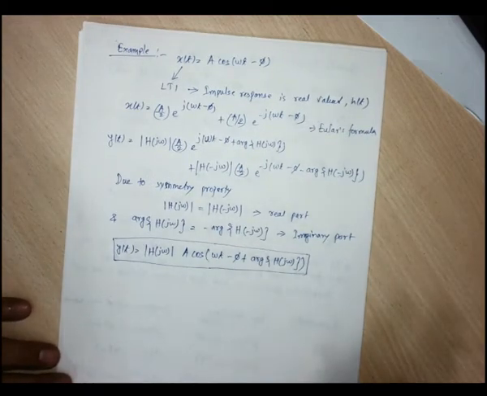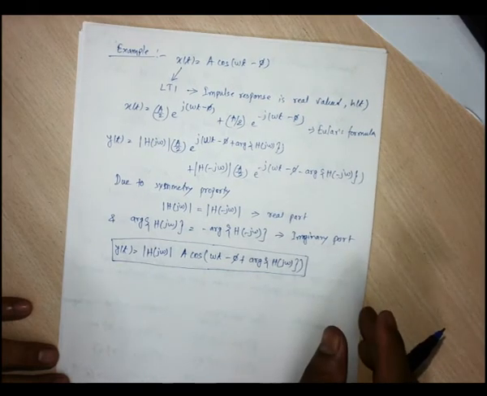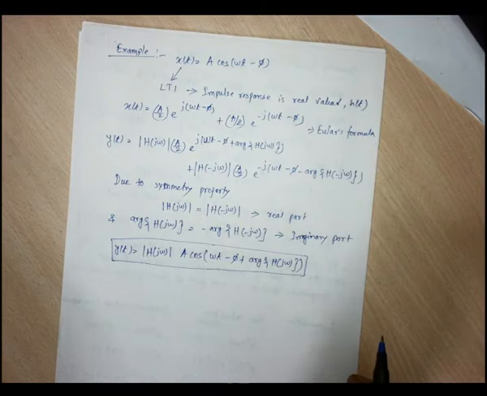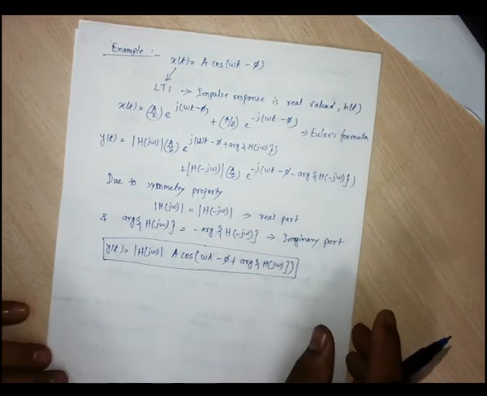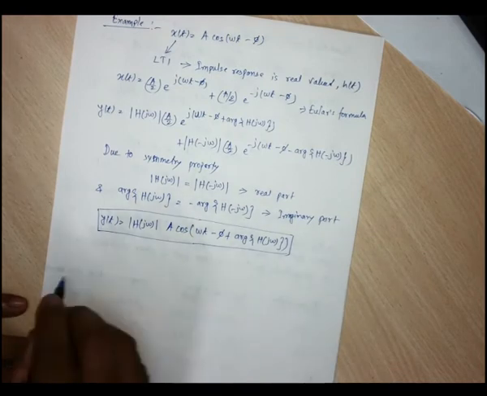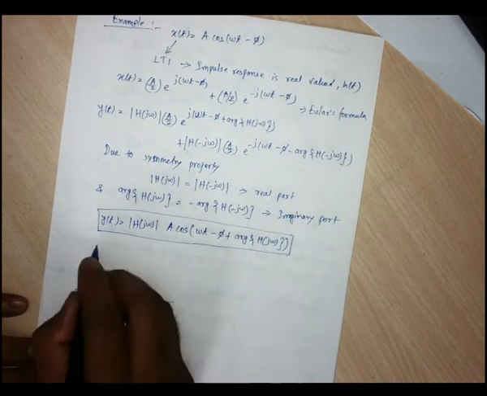So what we can say is, the system modifies the amplitude of the input signal by this factor, the magnitude of H of j omega, and the phase by the argument of H of j omega. Okay, so if we plot this x of t and this output y of t, let us consider this is our x of t.